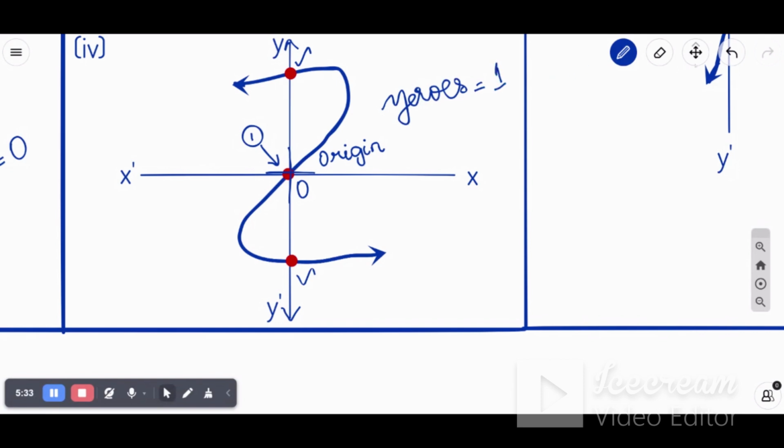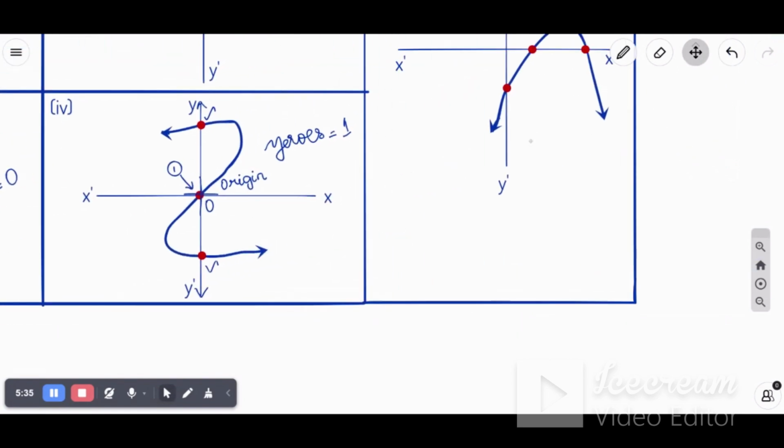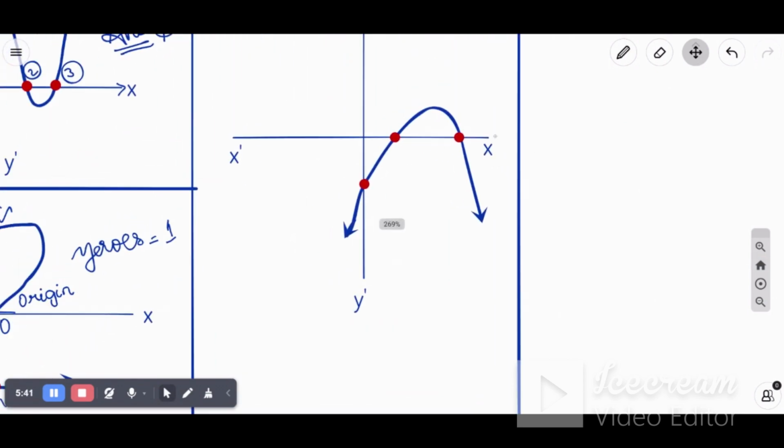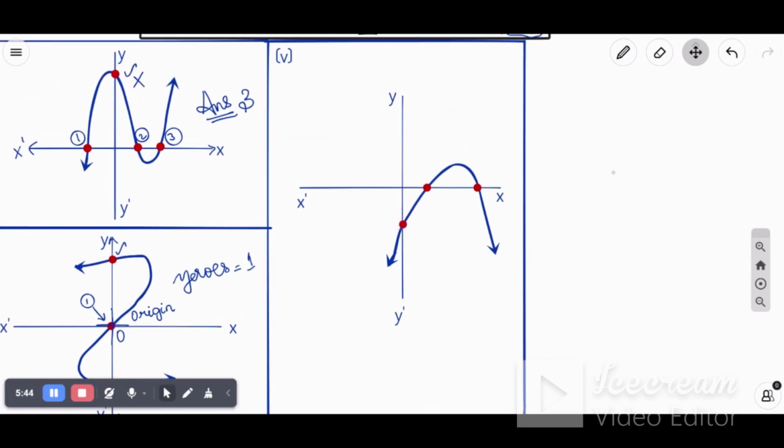Let us move on to the fifth question. This might seem very difficult, but it is very easy. Just count the points where it is crossing the x-axis alone. Here it is 2, because it intersects the x-axis at 1 point, and here it is intersecting at the other point. So the number of zeros is 2. But we have got one more here also. Is this included? No, it is not included because it is intersecting the y-axis. So the number of zeros for this curve is 2.